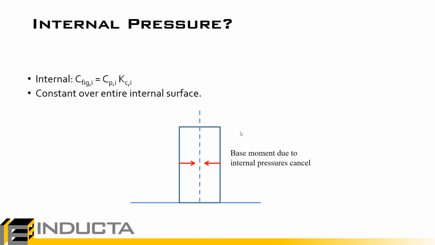So this is all we've been talking about so far, has just been external pressure. So what about the internal pressure? So here we see how the internal pressure coefficients are calculated. However, these internal pressures are constant over the entire internal surface. So any forces that they generate will be constant and will cancel each other out. So RCB does not consider internal pressures because they won't have an effect on our final results.